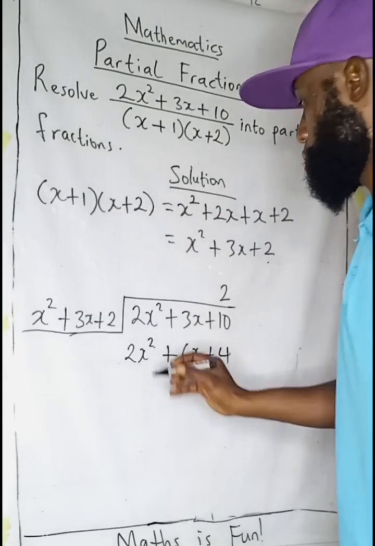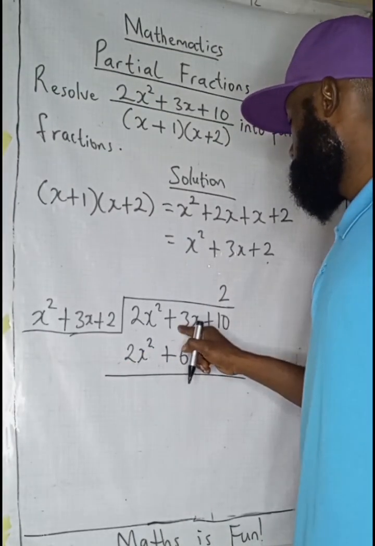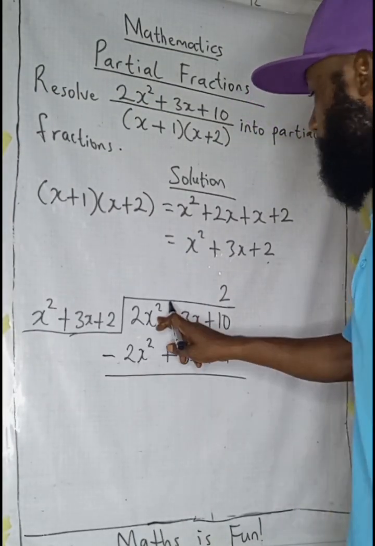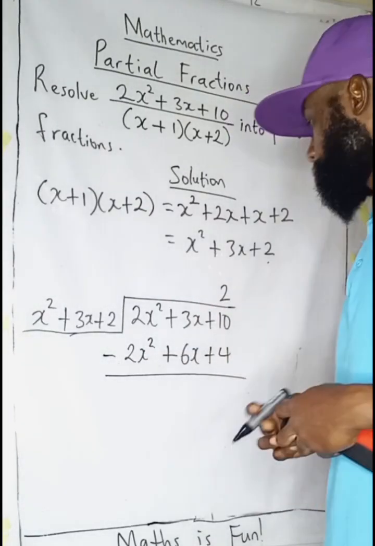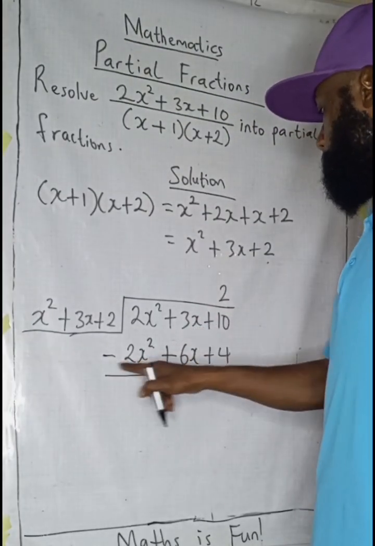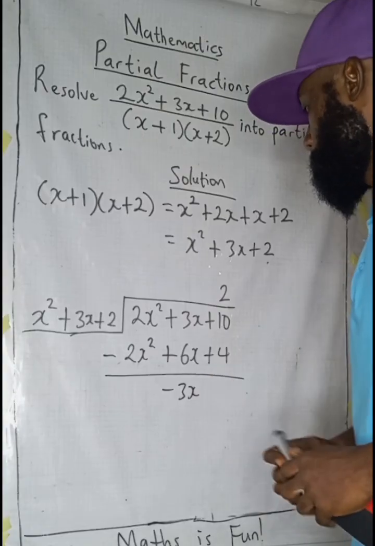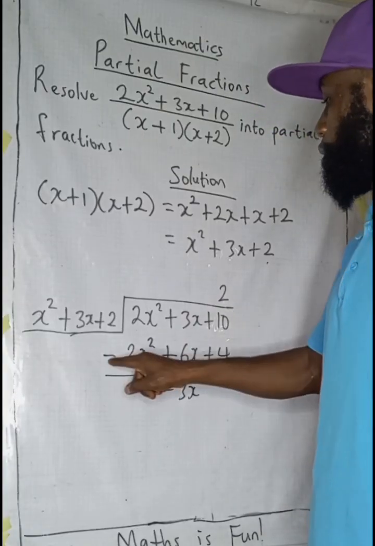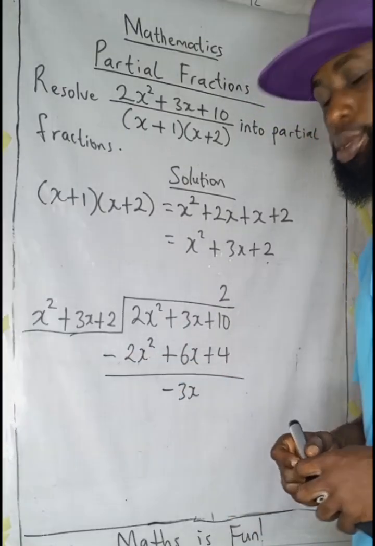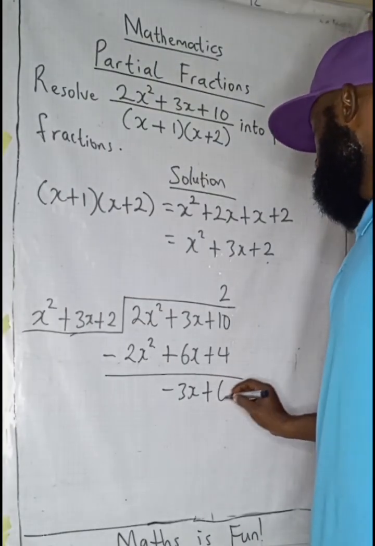We must subtract, right? So this one here minus this one here. 2x squared minus 2x squared is gone. 3x minus 6x is minus 3x, right? 10 minus 4 is what? 6, which we call plus 6.